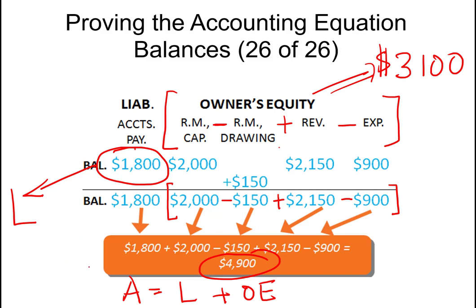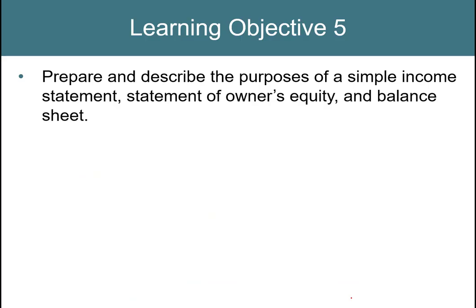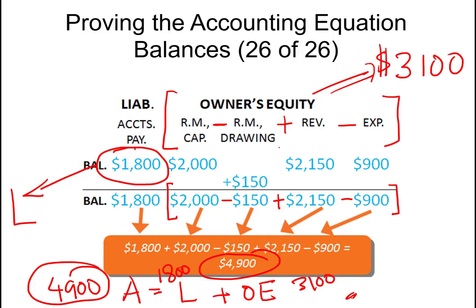Your asset previously was 4900. This is your asset. Your liability is 1800, and your owner's equity is 3100. So it balanced. Okay, so that is the process. A few examples on the effect of each transaction on the accounting equation.